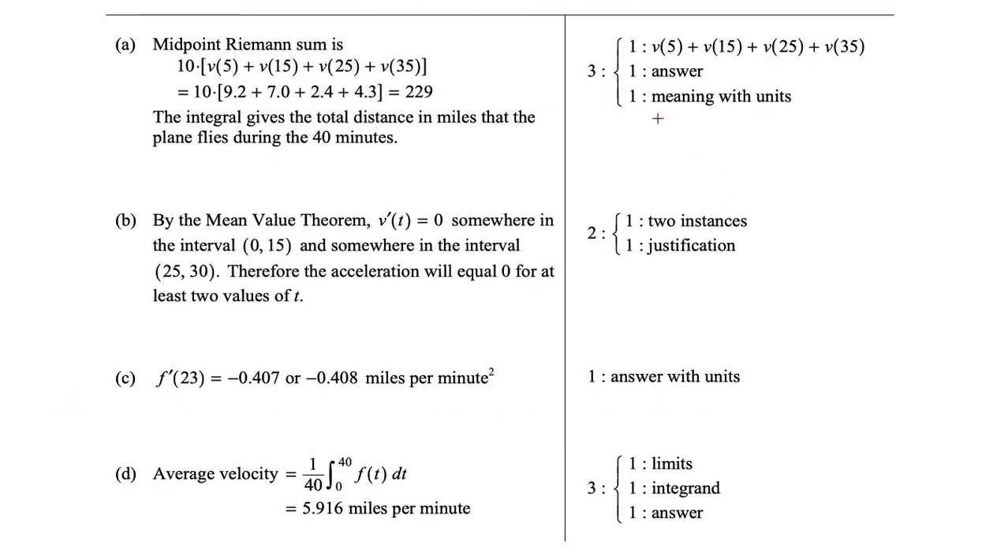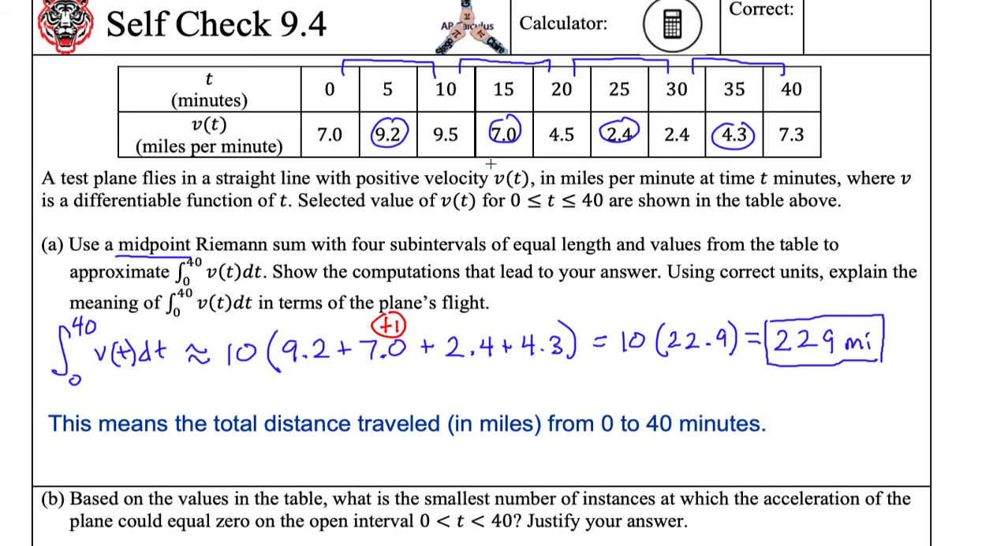We also get 1 point if we got the answer, and 1 point if we got the meaning. So 1 point if we got the answer of 229, and 1 point if we said something along the lines of total distance with all the units in there. So that's +1, and that's going to be out of 3.